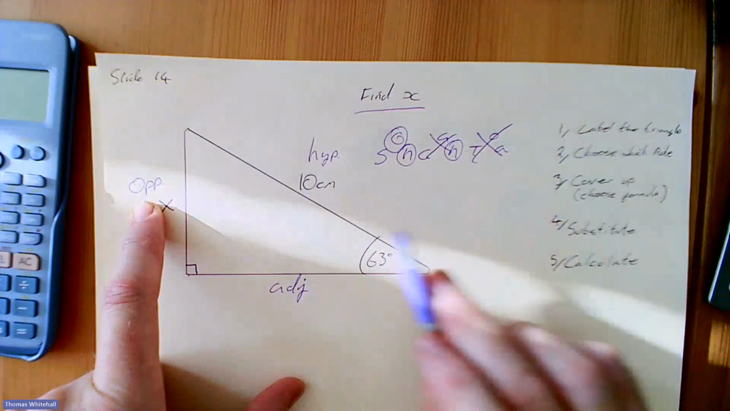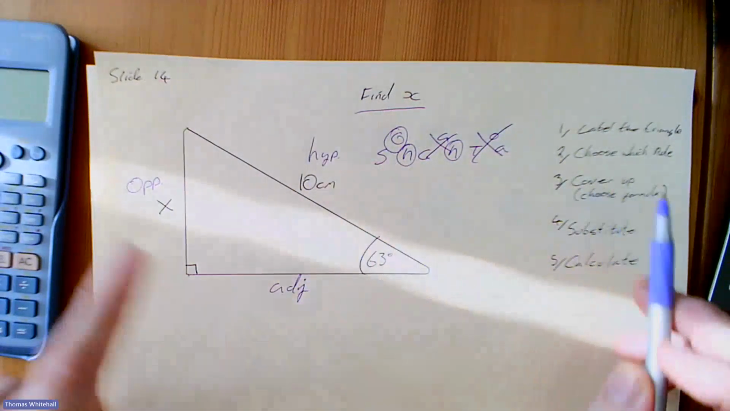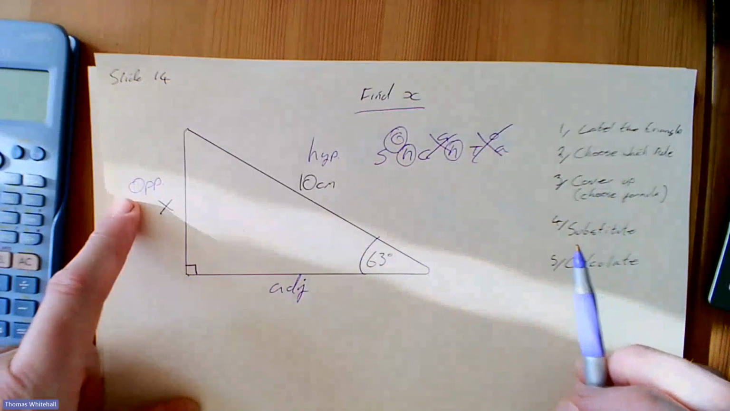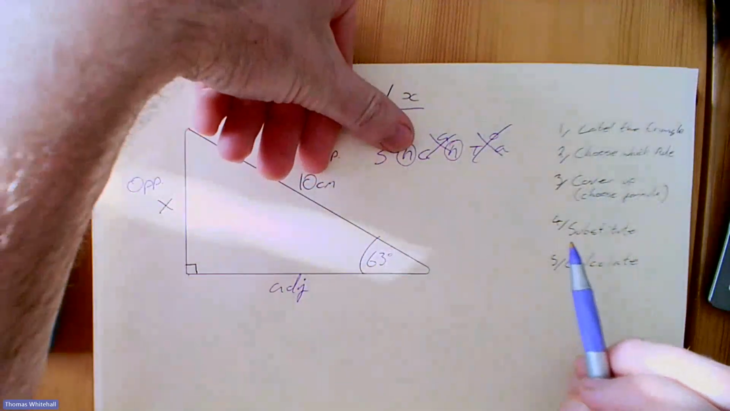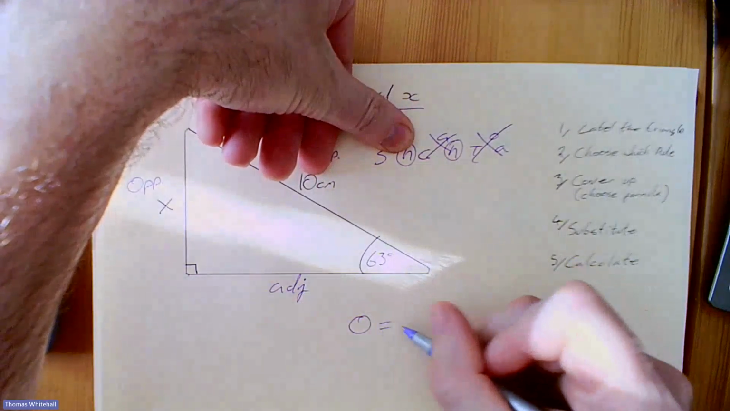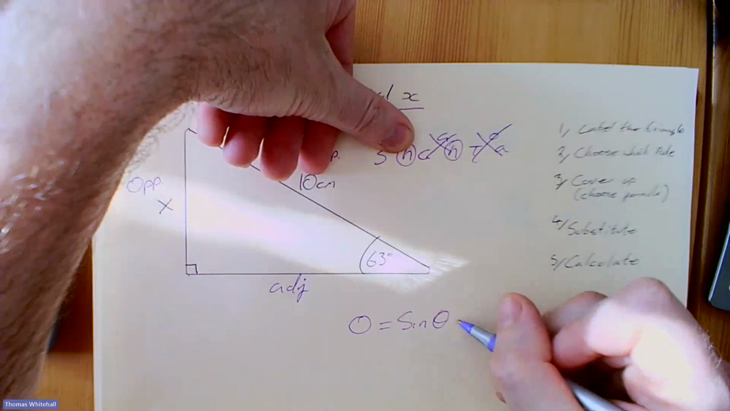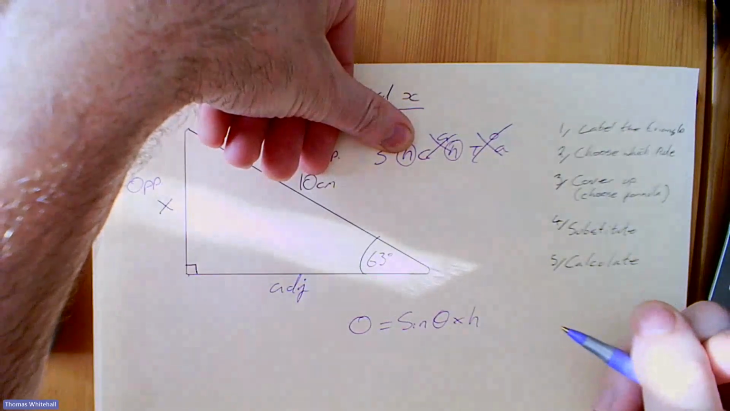So we've done step 1, labeled it. We've done step 2, we've chosen the rule. And now we use the cover up. We need to find x, which is the opposite side, so we cover up the O. And now we've got the opposite is equal to the sine of my angle, and we're going to multiply that by the hypotenuse, okay?